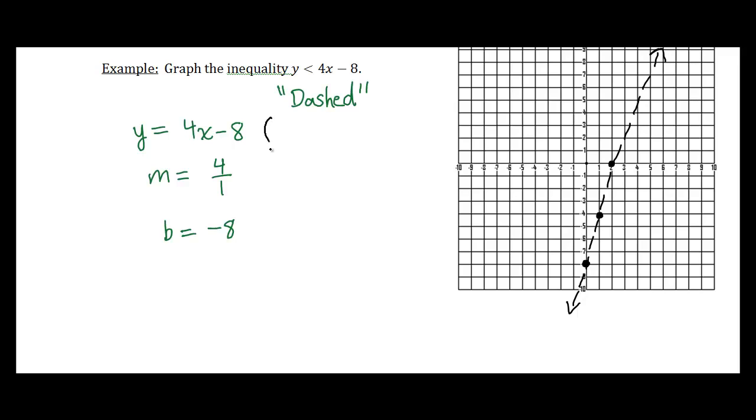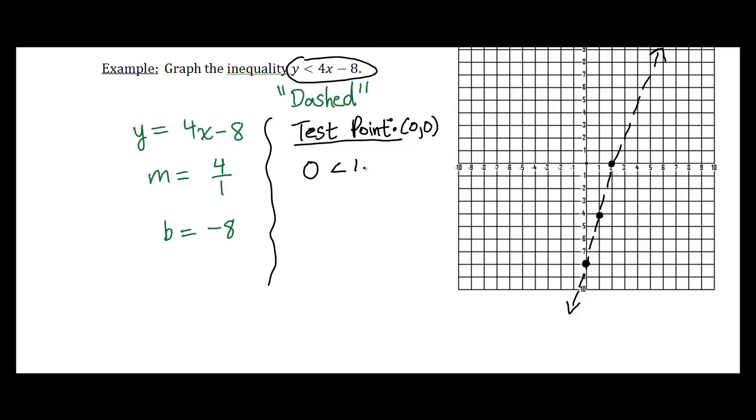Now that I have the line drawn, I'm going to choose a test point, and that can be any point that's not on that line. The test point that I'm going to use is the point 0, 0. My line does not go through the origin, so I can use that point. I'm going to put 0 in for x and y in my original inequality and see if I get a true statement or a false statement.